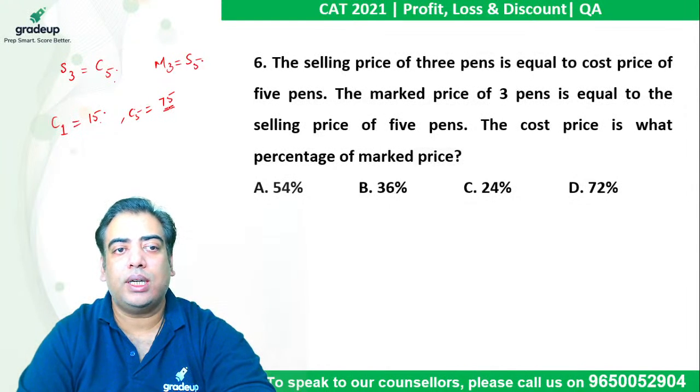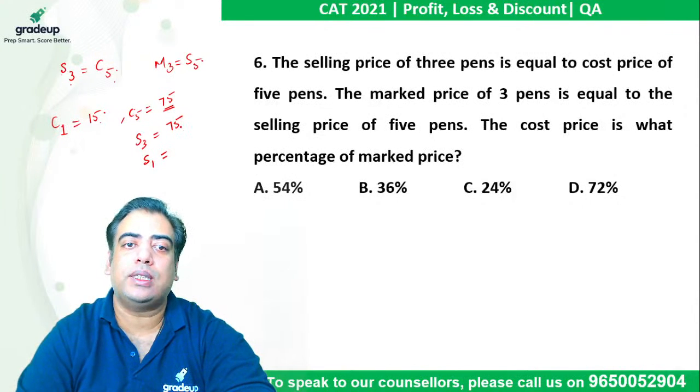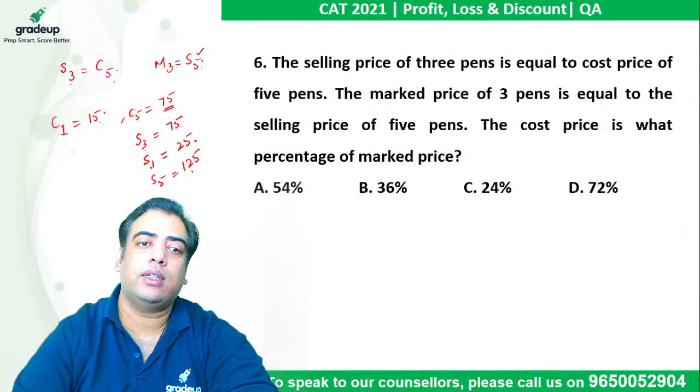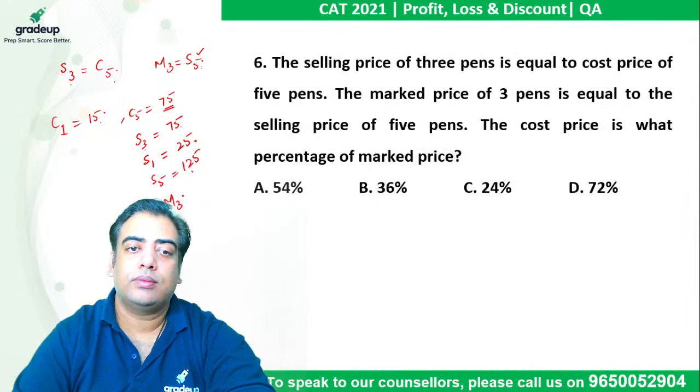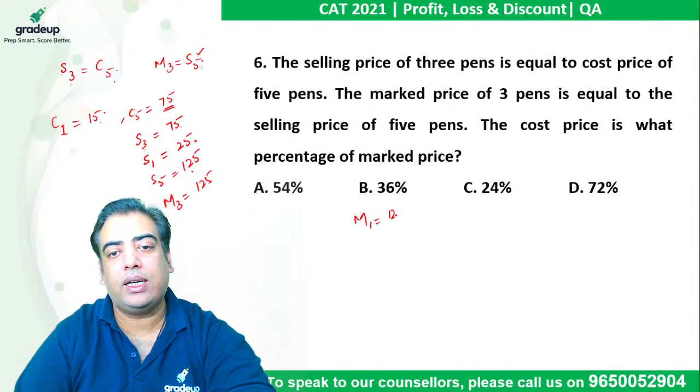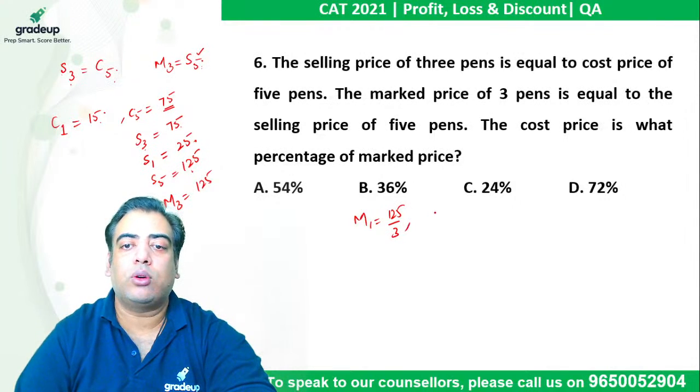Now this is nothing but the selling price of 3 articles. So if the selling price of 3 articles is 75, the selling price of one article comes out to be 75 upon 3, which is 25. As we are required the selling price of 5 articles, that must be 125, which is nothing but the mark price of 3 articles. So the mark price of one article comes out to be 125 upon 3, and the cost of one article is 15.